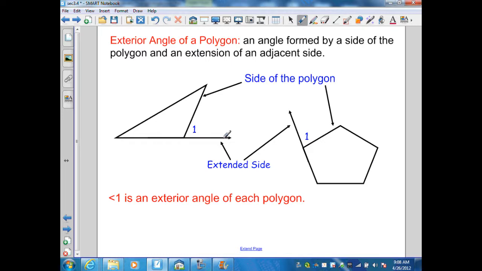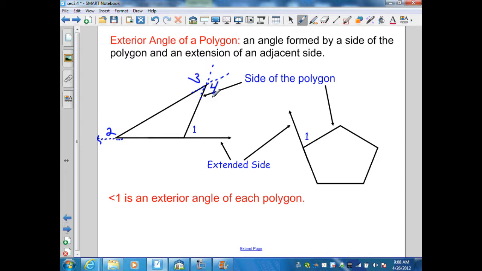If we extend one side, that forms an angle with another side of the triangle, which gives us the exterior angle of this triangle. There are multiple exterior angles in each polygon. For example, I can extend this side, and that would generate another angle. Again, I could extend this side, and it generates another exterior angle, or we could have two angles at a vertex. So we do have multiple exterior angles in polygons.